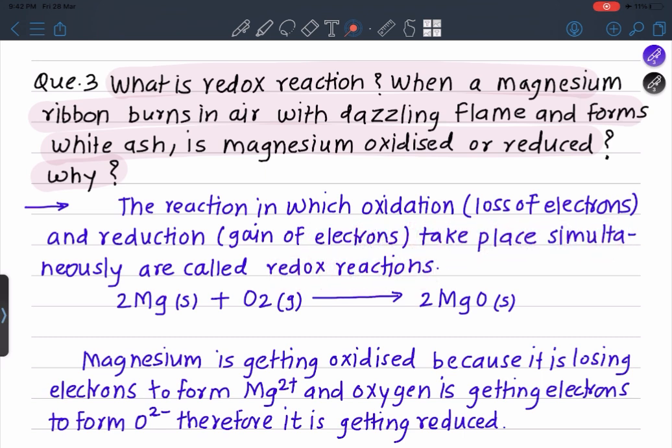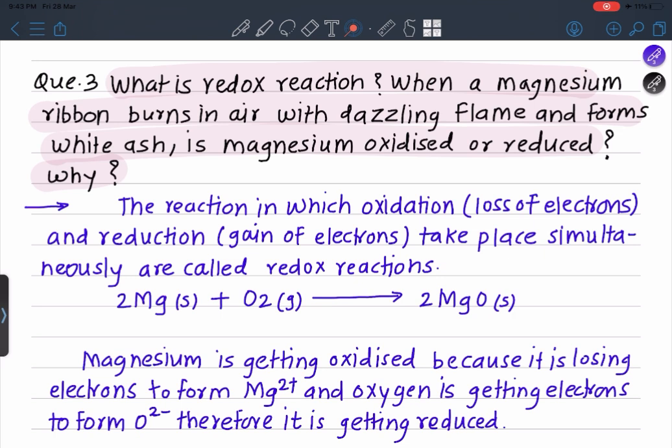In this reaction, magnesium is getting oxidized because it is losing electrons to form Mg2+. So the charge goes from no charge to Mg2+. The charge increased by 2. That means it loses electrons. That means oxidation of magnesium takes place.